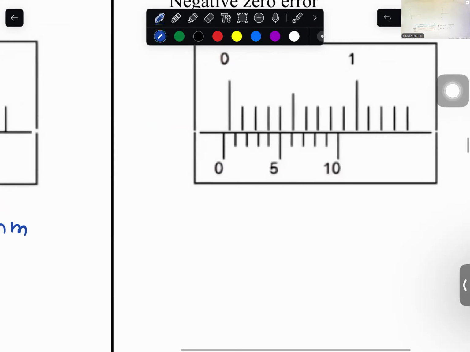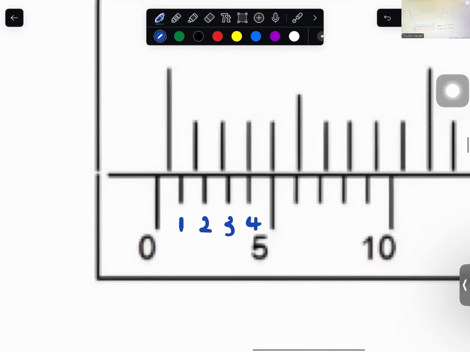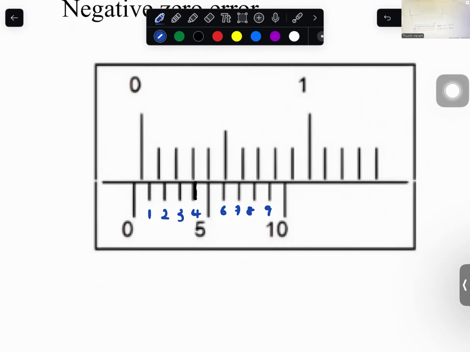Here there's a small question. First we take the measurement as we did earlier. 0, 1, 2, 3, 4, 5. Which one is coinciding, 4 or 5? I think it should be 5, right? This 4 line should come a bit forward. 4, 5, 6, 7, 8, 9, right? So the coinciding line is 5.